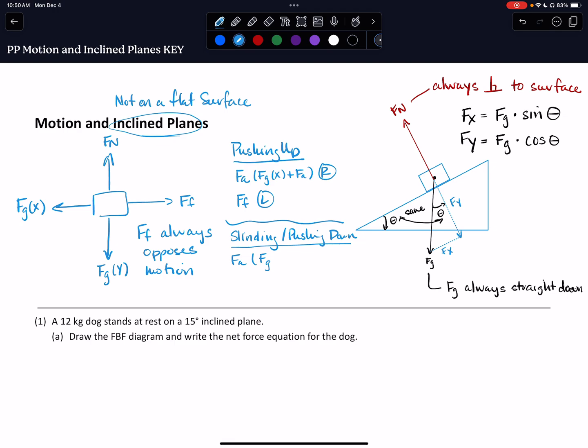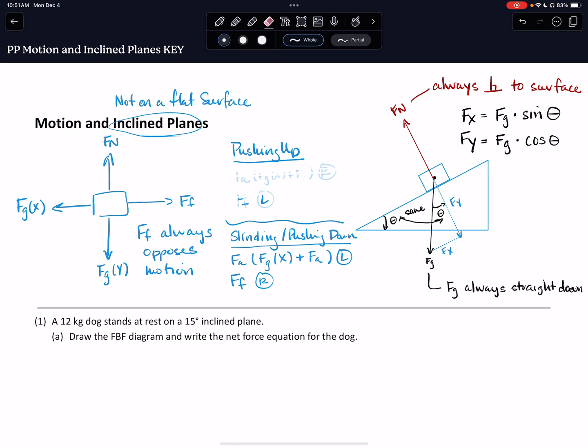I got to fix something. I made a mistake. I got to correct that. Will be FGX plus the applied force. All right, this will point to the left, and our frictional force will point to the right. I made a mistake with the pushing up part. Let me go back. All right, let's go back through that again. I'm sorry about that. All right, let's try this again.